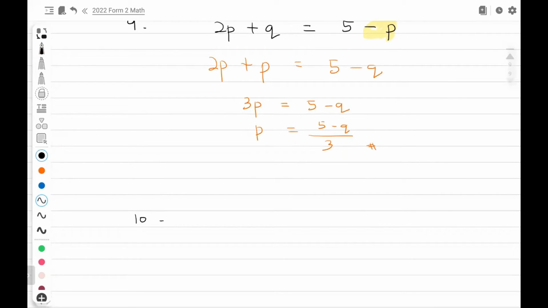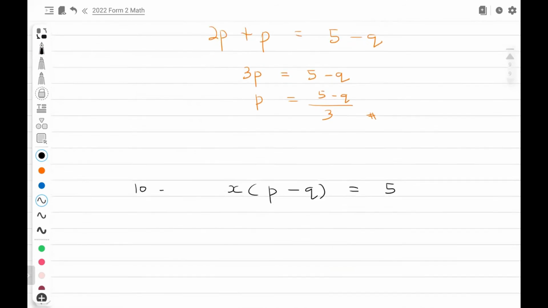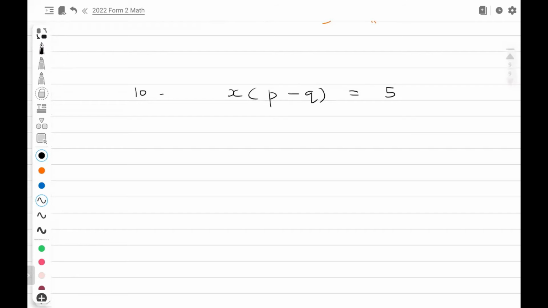10. We have x(P minus Q) equals 5. Okay, what about this one? P is inside the bracket. You have two methods here. Either you expand first, then you take the P out, right? If we do the expansion, then we can remove the bracket. Or the second method, you can directly switch x to the back. Then you can also remove the bracket in front already.